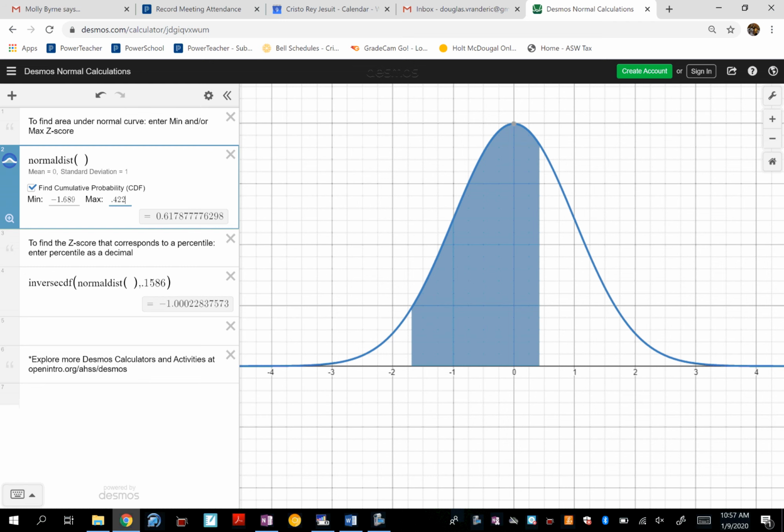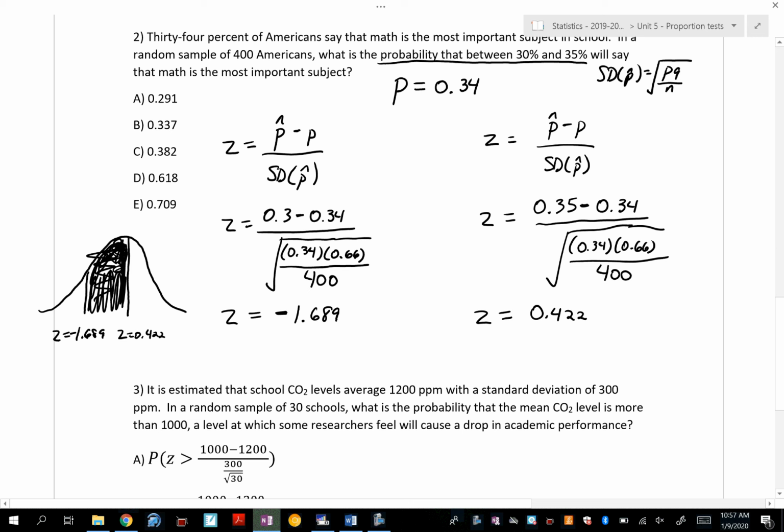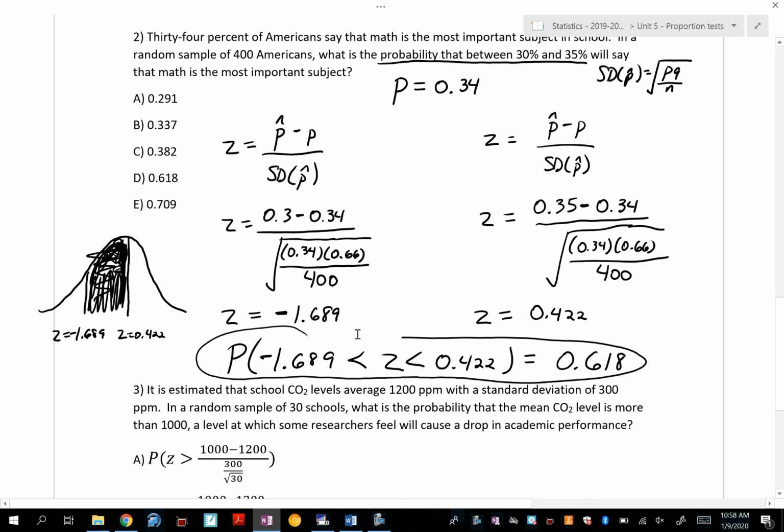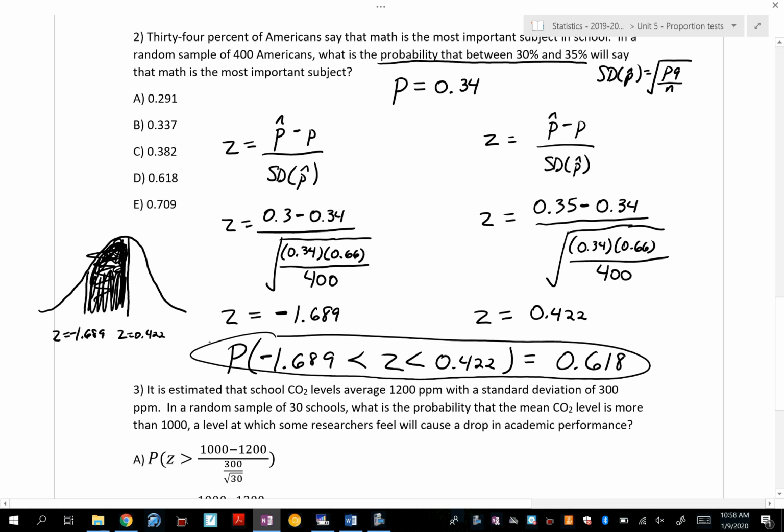Okay, so the answer we're going to put here is 0.618. 0.618 is that likelihood. So let me show you the notation here that I would have put. The probability that our z-score is less than 0.422 but greater than negative 1.689 is equal to 0.618. Right? That is what I would call the answer. All right, because this is a multiple choice question, you can see that the answer is D for Douglas and David. Good thing.